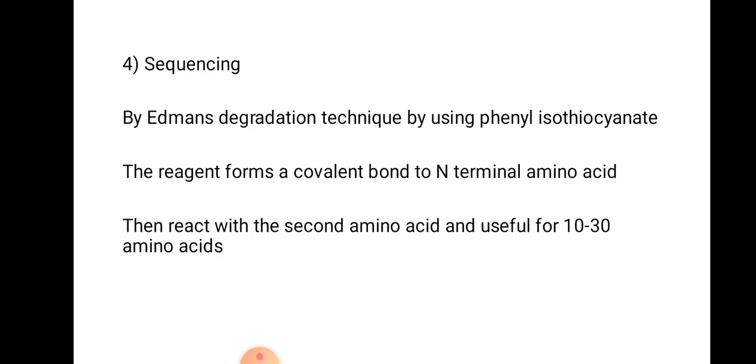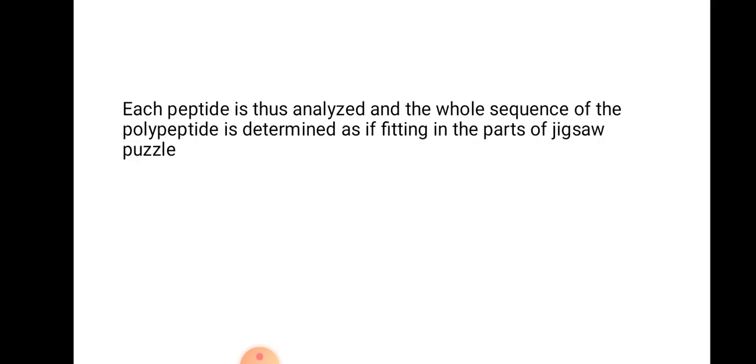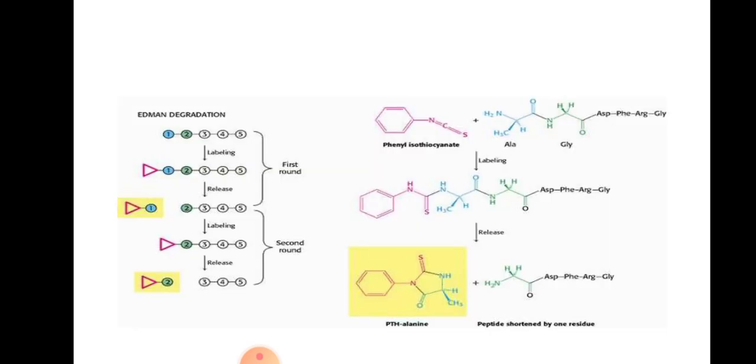This reagent forms a covalent bond to the N-terminal amino acid and it then reacts with the second amino acid, and is useful for 10 to 30 amino acids. So the complete sequencing is done by comparing the overlaps of different sets of fragments. Each peptide is analyzed and the whole sequence of the polypeptide is determined as if fitting in the parts of a jigsaw puzzle. So here this is the Edman's degradation technique.